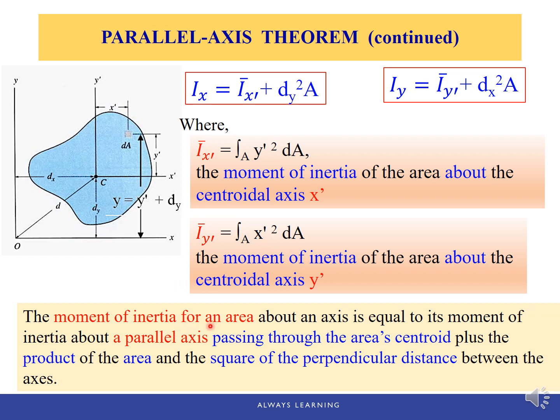So the moment of inertia for an area about an axis is equal to its moment of inertia about a parallel axis passing through the area's centroid plus the product of the area and the square of the perpendicular distance between the axes. Again, when we apply this parallel axis theorem, I bar x prime or I bar y prime must be the moment of inertia about the centroidal axis. So it is applied between the centroidal axis and another given axis. It is not between any two parallel axes. One of the axes must be the centroidal axis.